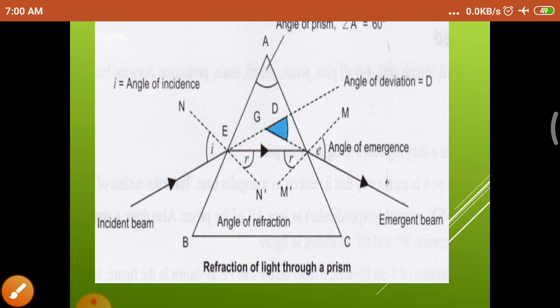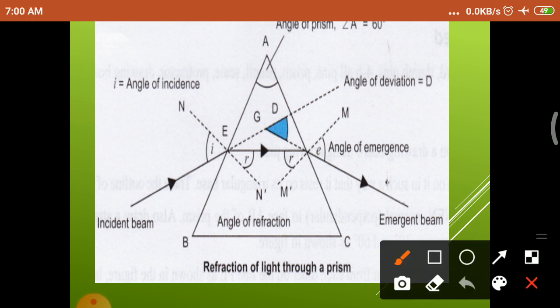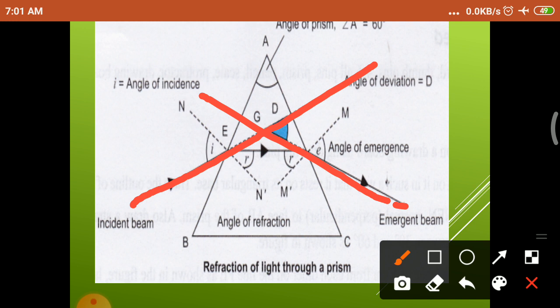And if I draw the incident ray forward and I draw the emergent ray backward, these two rays meet here. This is called the angle of deviation.